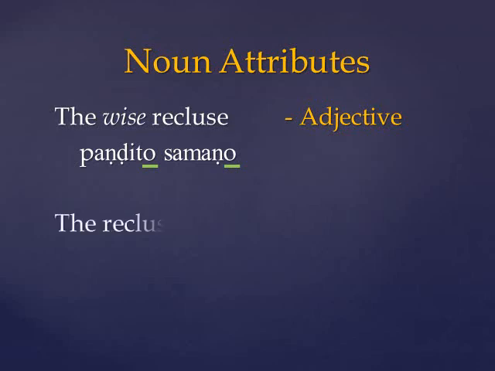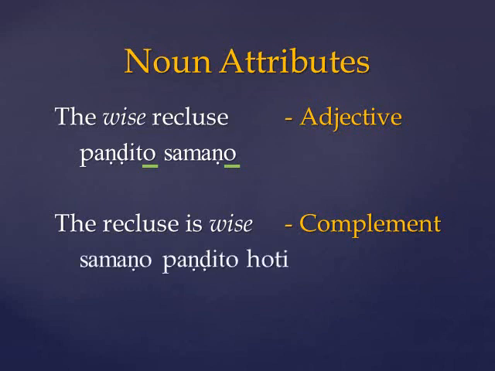We've also seen another way to add an attribute to a noun. For instance, we can say, the recluse is wise. This is a type of equational sentence, and the term wise is sometimes referred to as the complement, because it completes the linking verb is. In Pali, we'd say this, samano pandito hoti, and again samano and pandito are both in the same nominative singular case, because they refer to the same thing.